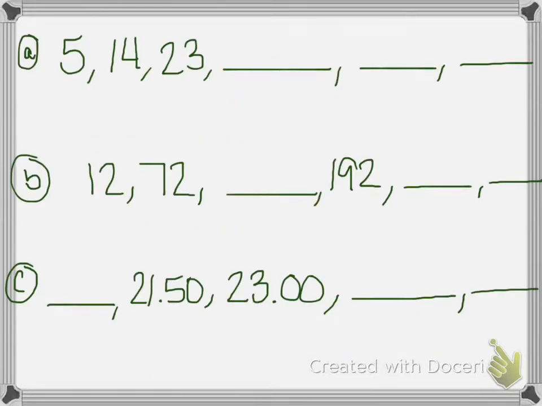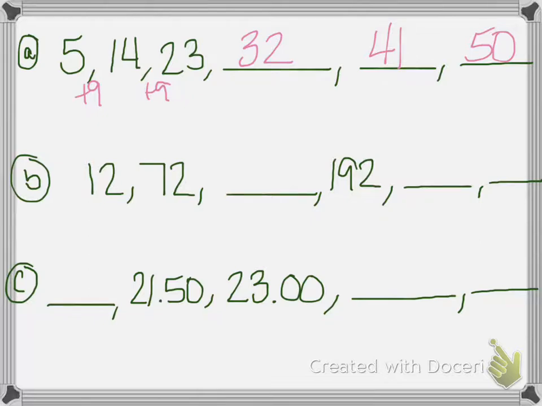Number 4 says fill in the blanks for each pattern. So I go from 5 to 14, which is adding 9. 14 to 23, also adding 9. So the pattern is to add 9. 23 plus 9 is 32. 32 plus 9, 41. 41 plus 9 is 50.